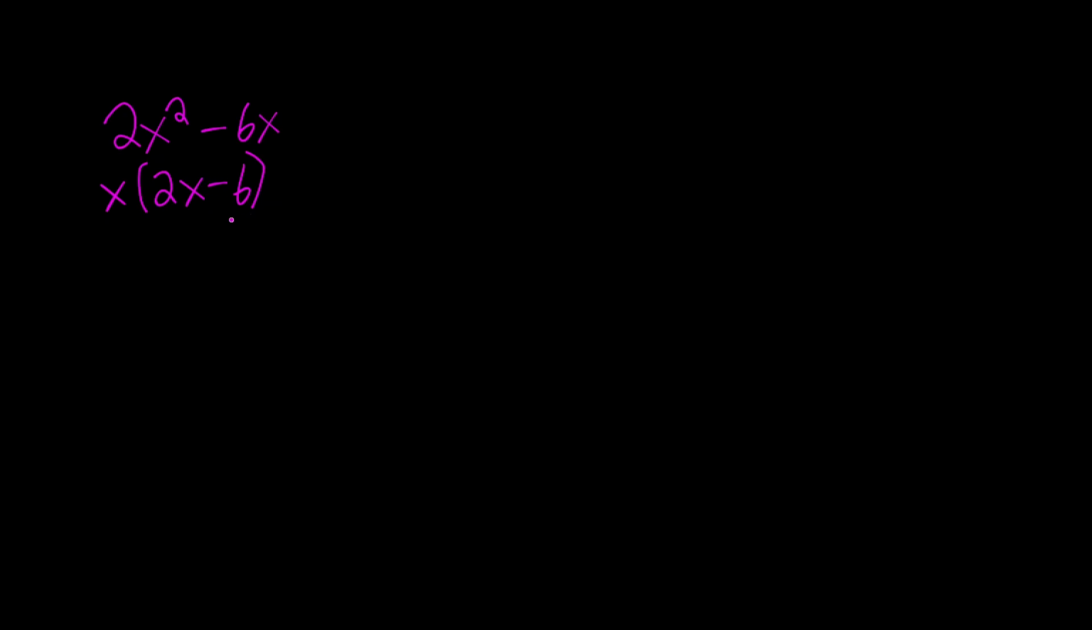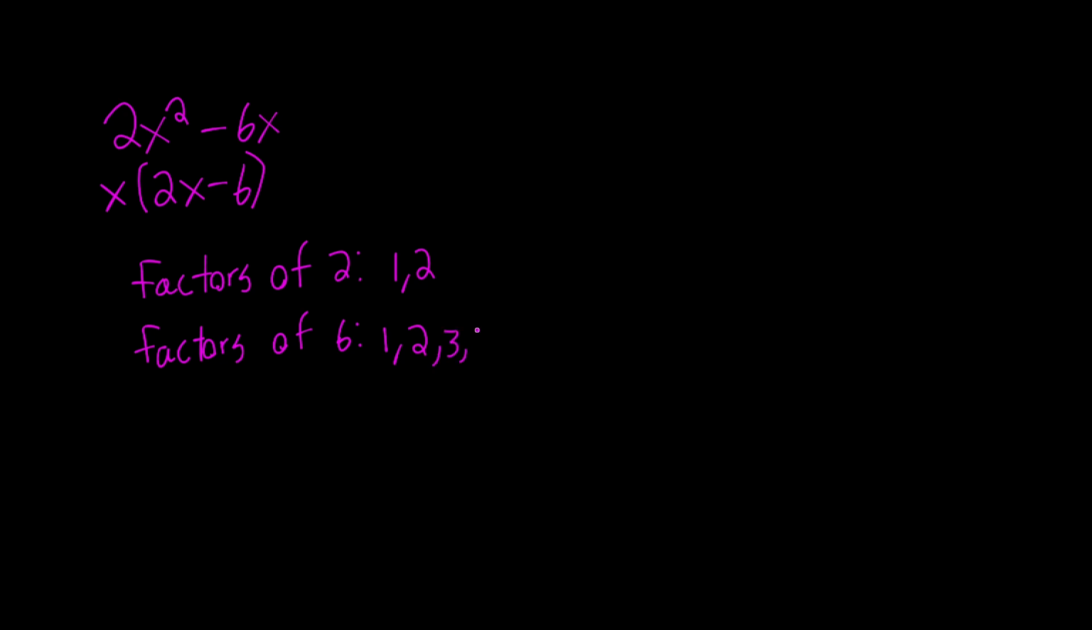We're going to ignore this negative sign for the time being, so we're just going to write out the factors of 2, which are 1 and 2, and the factors of 6, which get me 1, 2, 3, and 6. So the greatest common factor is going to be 2.